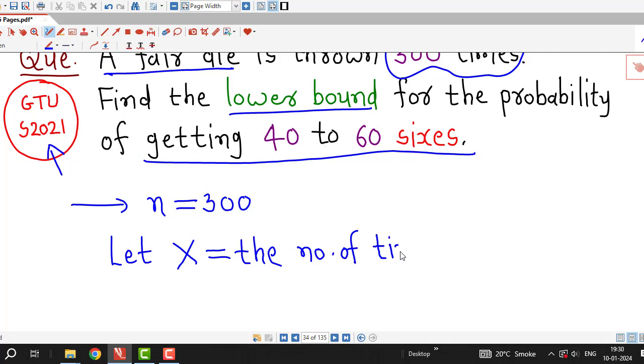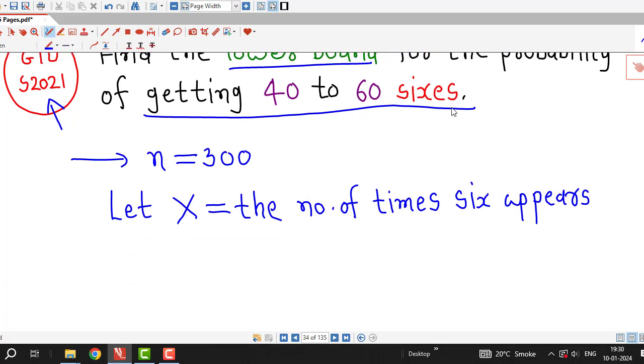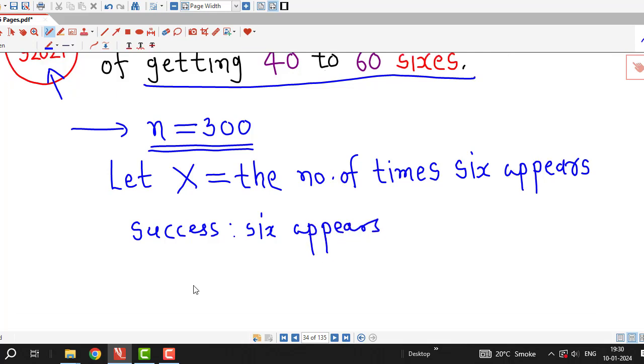There are 6 possibilities and we are interested in the number of times 6 appears on the upward face of a dice. So we consider our random variable as the number of times 6 appears, and here they are throwing a dice 300 times. Now there are 2 possibilities for each of these trials, because we are throwing a fair dice: either 6 appears or 6 does not appear. Suppose we consider success as 6 appearing, or getting a 6 is the success, then we know that the probability of getting 6 is 1 by 6, and we denote the probability of success by small p.